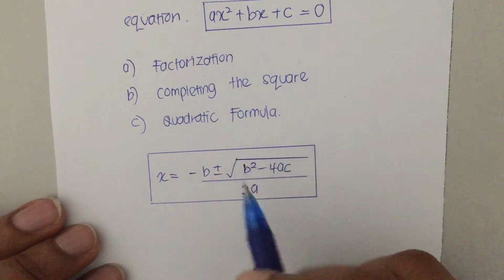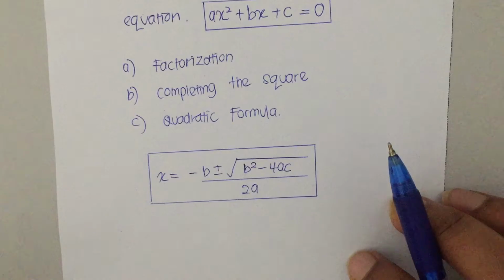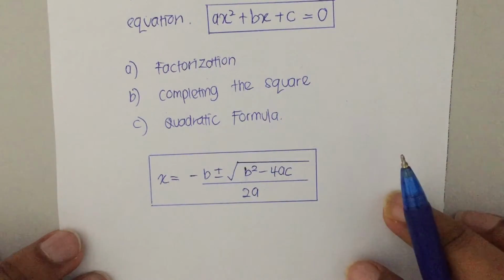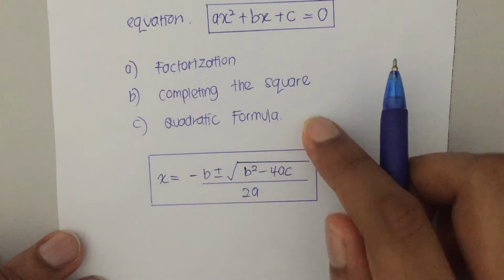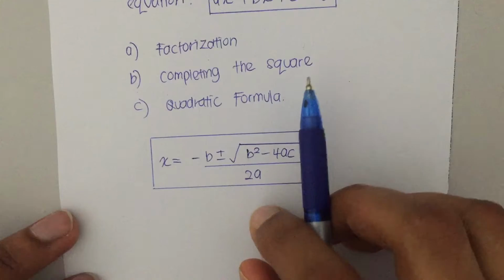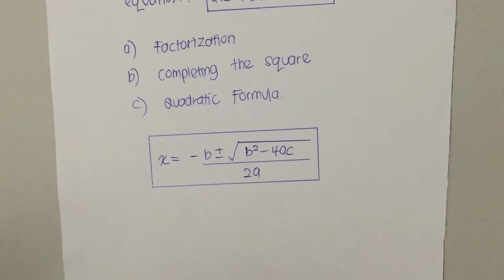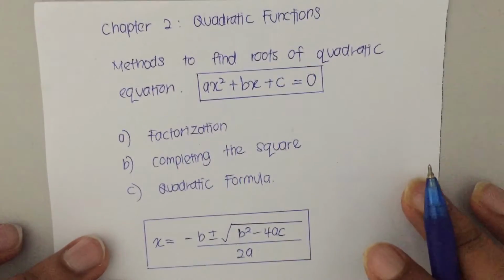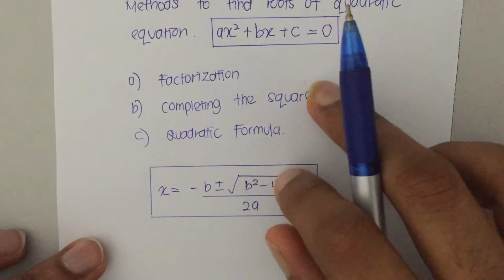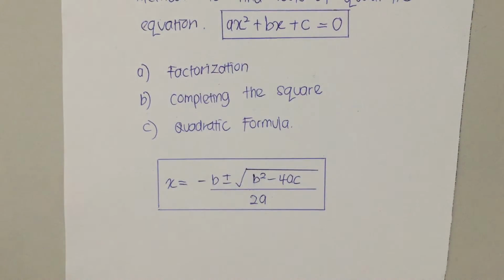We will go through one example of the quadratic formula, but now let us take a look at the completing the square method. What is the completing the square method? It is a case where you need to add a square value to the left hand side and right hand side respectively, in order for you to get the roots of the quadratic equation. So let us focus on the completing the square part.